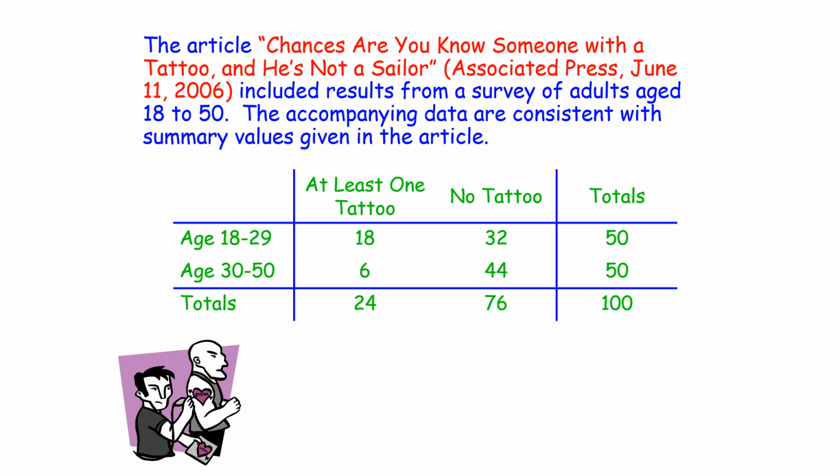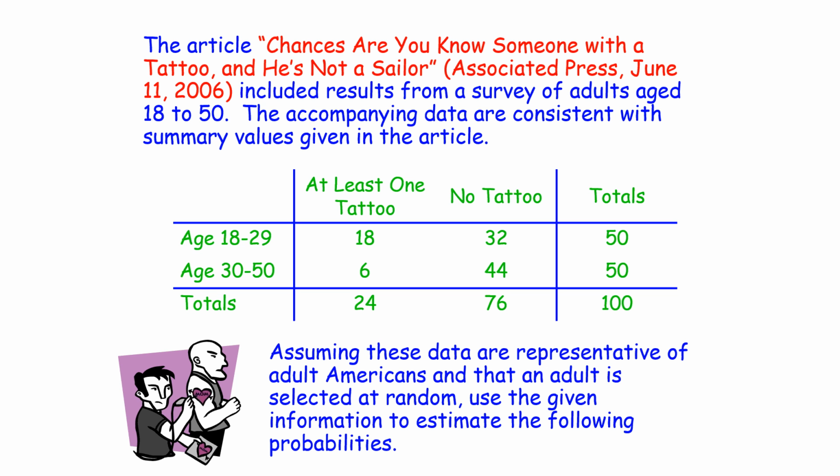So the article "Chances Are You Know Someone with a Tattoo and He's Not a Sailor" from the Associated Press of June 11th of 2006 has included the results from a survey of adults aged 18 to 50. The accompanying data are consistent with summary values given in the article. Take a look at this set of data. Assuming these data points are representative of the adult Americans and that an adult is selected at random, we're going to use the given information to estimate the following probabilities.